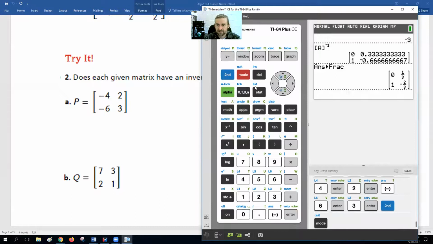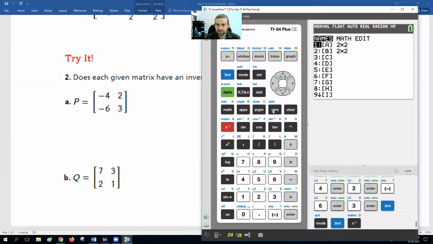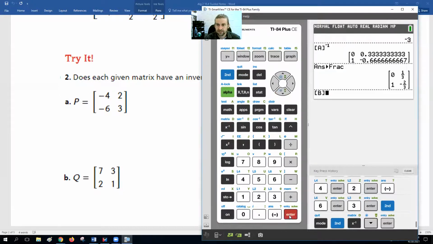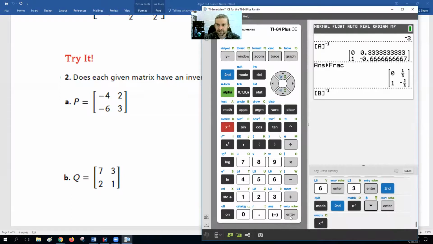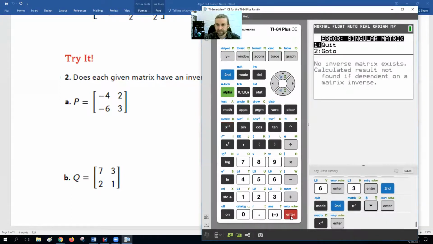All right, so if we want to find the inverse here, we're going to go to second matrix. We're going to choose matrix B, and I'm going to press that button here to get to the -1 power. All right, we get an error here. Okay, so this is scary. What we should do is double check our work here. If we were to multiply straight across, -4 times 3 is -12. -6 times 2 is -12. That would equal 0. So that matrix inverse does not exist. Okay, and that can happen.